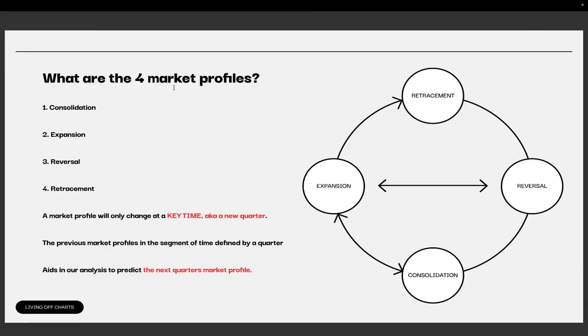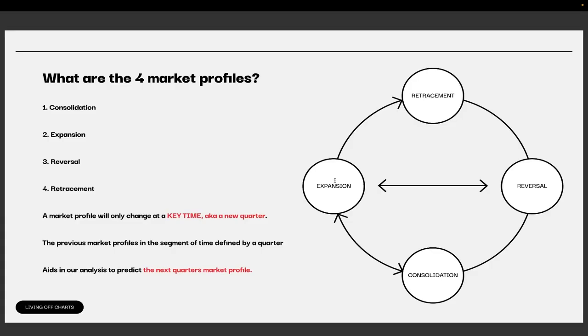What are the 4 market profiles? And you guys should know this by now from episode number 2. Consolidation, expansion, reversal, and retracement. A market profile will only change at a key time. What does that mean? A key time is going to cause a change from one of these market profiles to another. This does not occur randomly. It occurs at a key time. We don't change from expansion to retracement randomly. It only changes market profile, changes the state of delivery, at a key time.